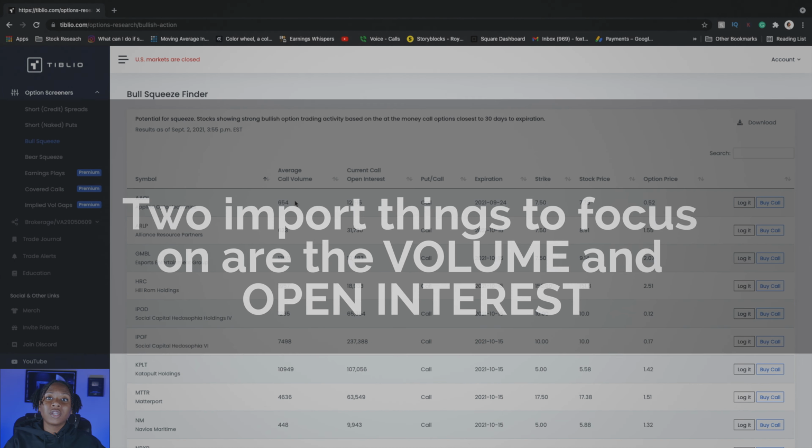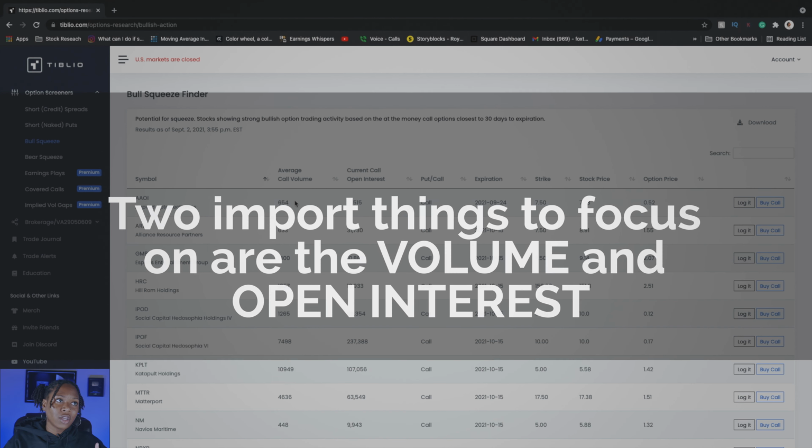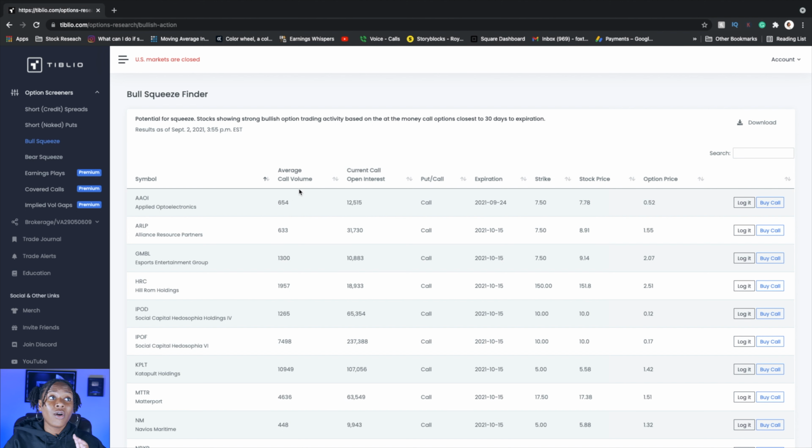So one important thing to focus on is the volume and the open interest here. Now, this is just a signal. This does not mean that the stock is going to go up. For these plays, you're going to want to pick a position with a high probability of success, and also check the news and see if there's anything going on that could be causing this sudden move in call volume.